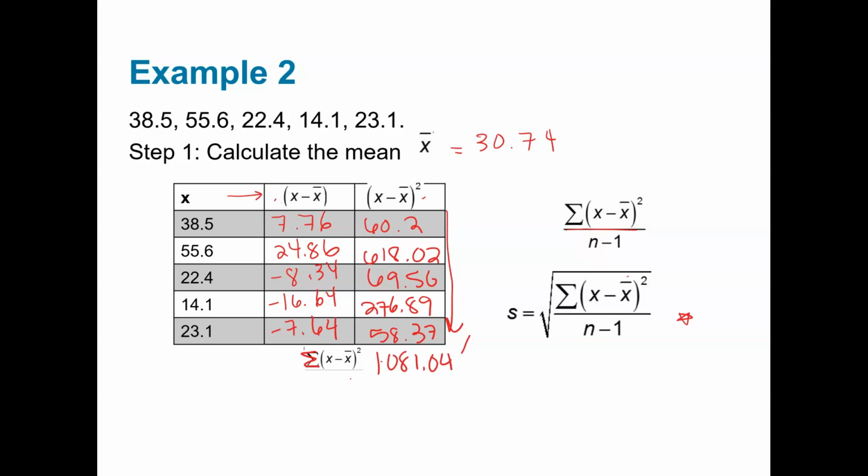And then I'm going to move it over to this here. I'm going to take that number and divide by n minus 1. N is 1, 2, 3, 4, 5, so n minus 1 is 4. And I get 270.26. Then I'm going to square root that number, and I get about 16.44. So the standard deviation is 16.44.